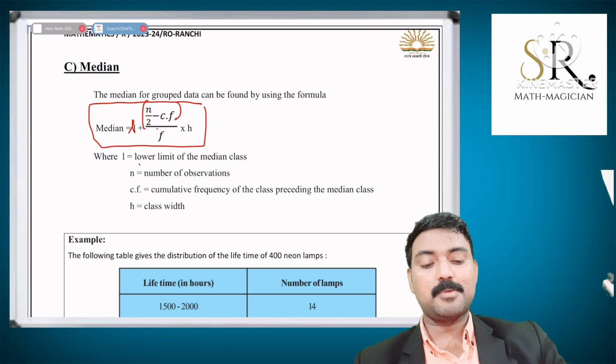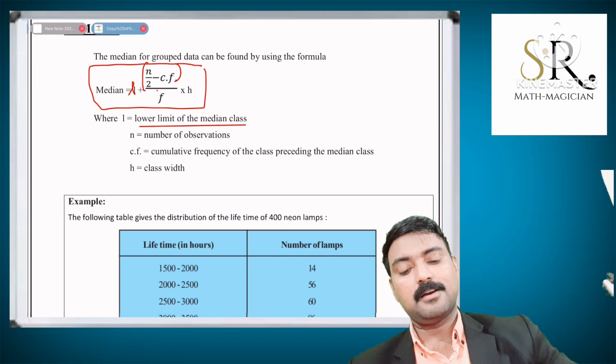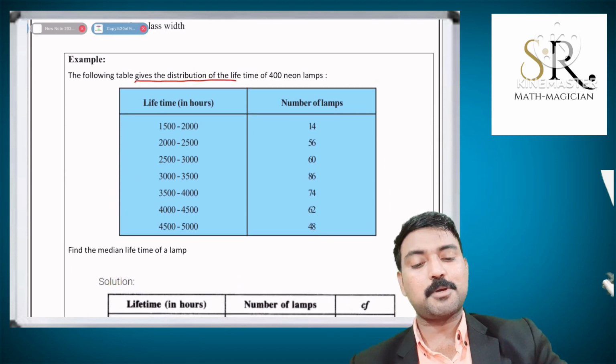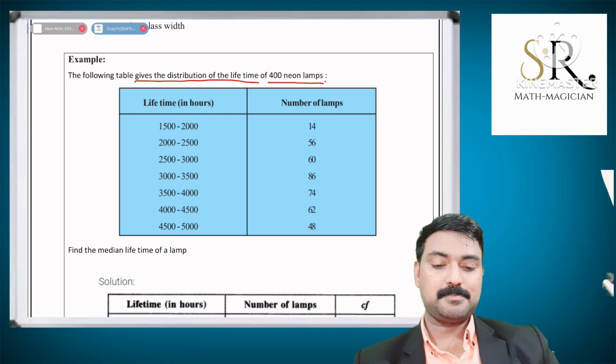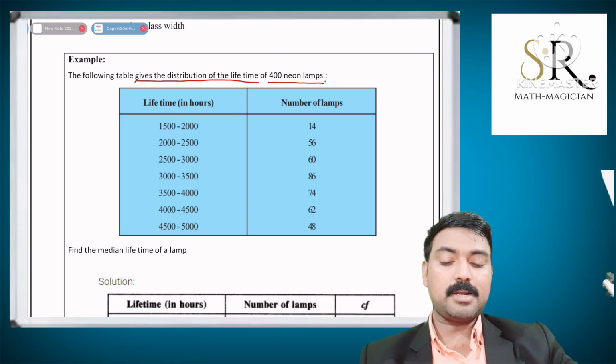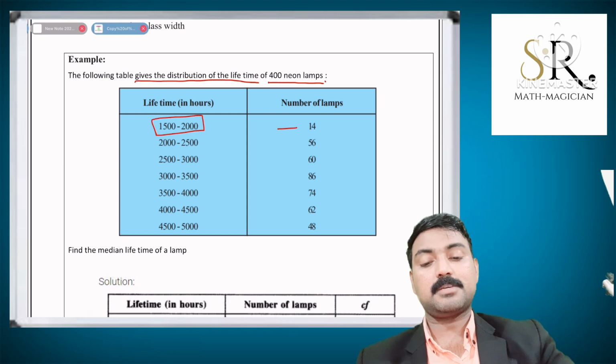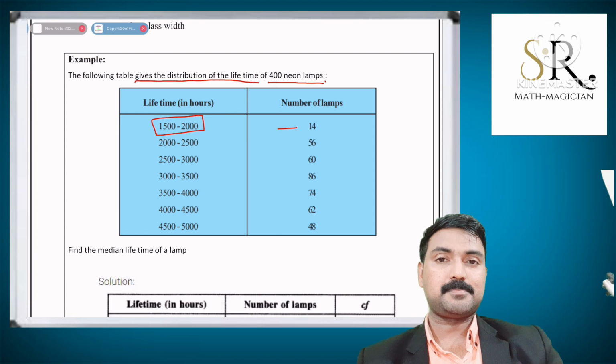Here it is, the lower limit of the median class. So here is something special. We can take one example. The following table gives the distribution of the lifetime of 400 neon lamps. The lifetime of the neon lamps is given in hours, and the data is given in this way.